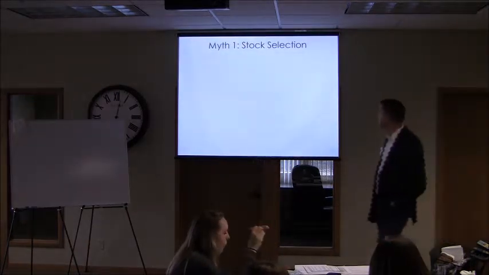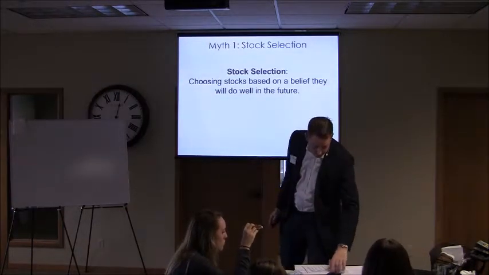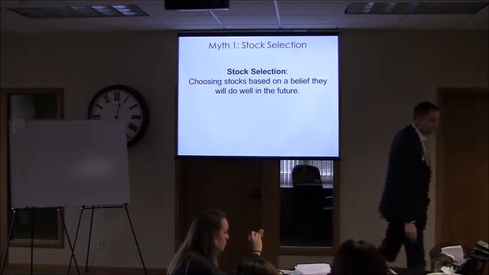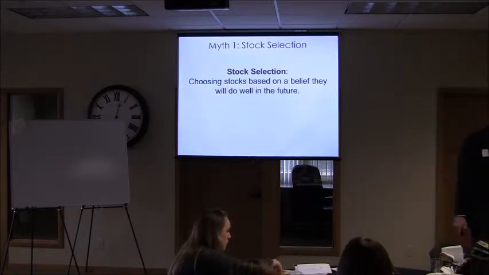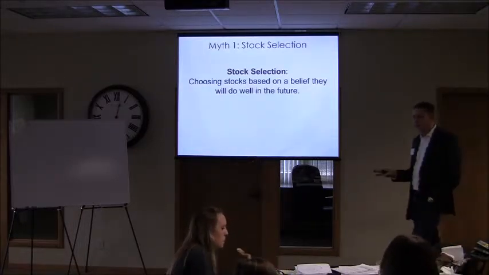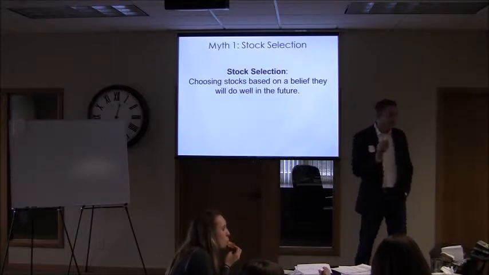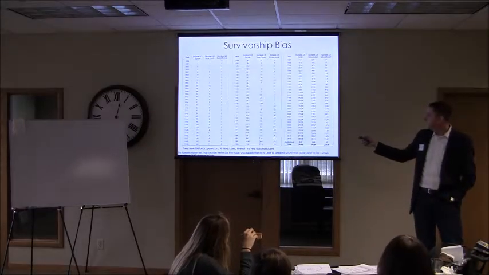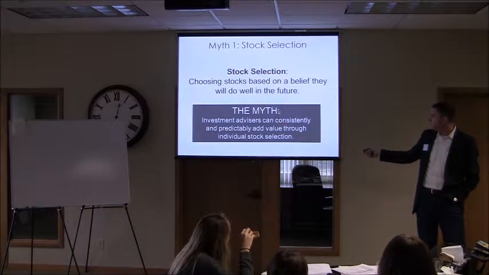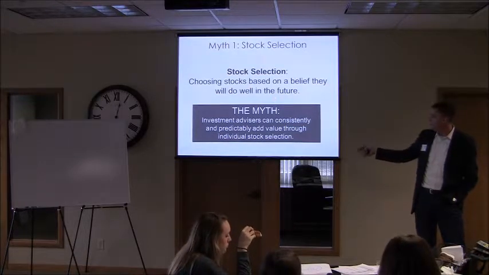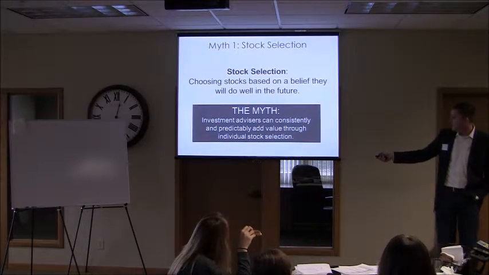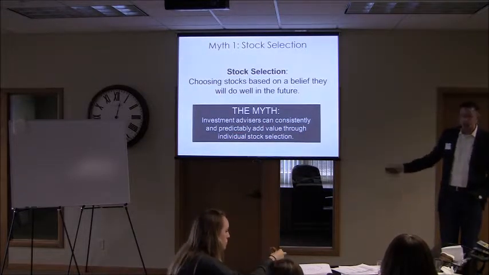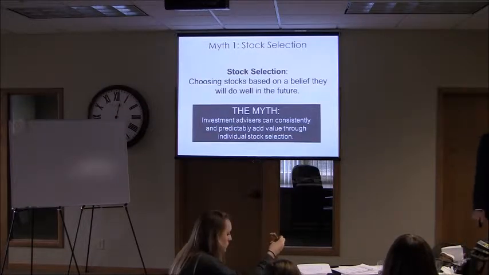Now this I think you can maybe see in your book. Stock selection was the first myth. And stock selection is defined this way. It says, the belief, we purchase a stock based on a belief that will do well in the future. And so far, so good. My investor clients own stocks. Okay, they own stocks and bonds. And stock selection is buying investments or buying stocks based on a belief that they'll do well in the future. The myth surrounding stock selection is this, that investment advisors can consistently and predictably add value through individual stock selection. Now let's talk about add value for a minute.